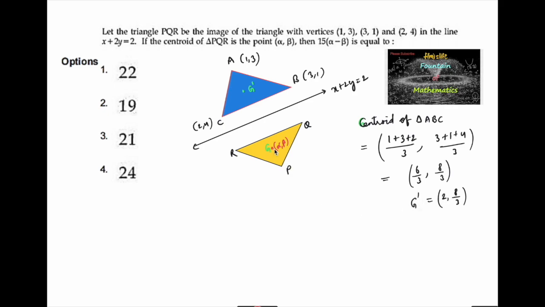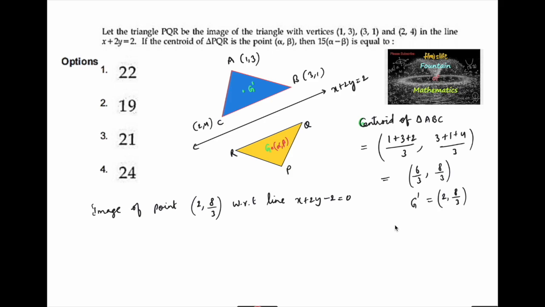And let us consider G is the centroid of the PQR triangle, alpha comma beta. Since this is 2 comma 8 by 3, now we need to find the image of the point 2 comma 8 by 3 with respect to the line x plus 2y minus 2 is equal to 0.